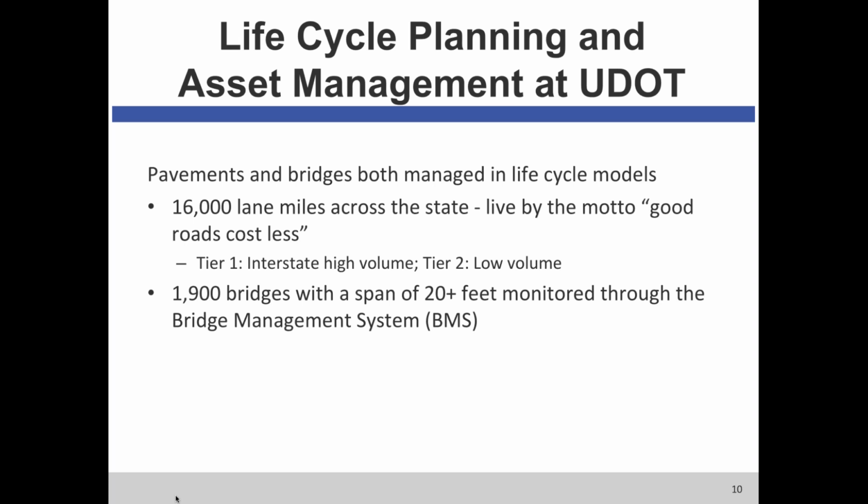For us, our pavements are about $24 billion. Our bridges are about $8 billion worth of asset value that we're responsible for managing across the state. Years ago, probably close to 30 years ago, we had a researcher here that started saying that we need to be talking about good roads cost less. That's something I've grown up with for over 30 years at UDOT, this motto that good roads cost less, good bridges cost less.